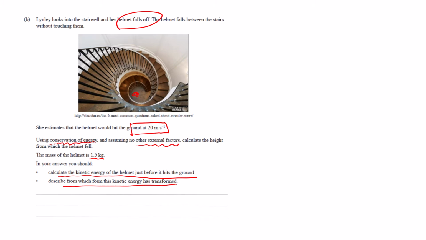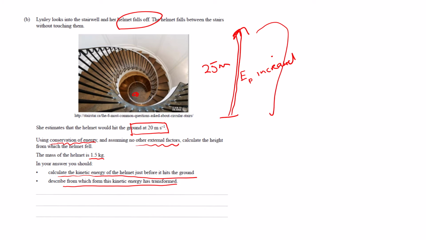So, calculate the height from which the helmet fell. So she has gone up 25 meters. So that means there's been an increase in potential energy. Potential energy has increased. And we'll want to check the equation for that. So the helmet has got an increase in potential energy as it's gone up. And then as it fell off, that potential energy is converted to kinetic energy as it falls down.